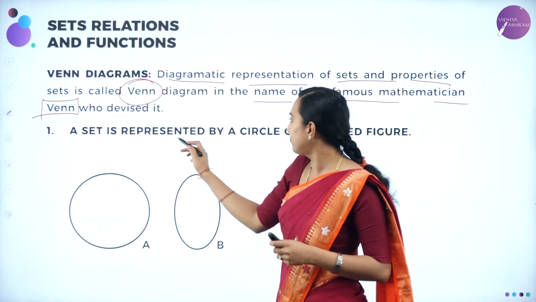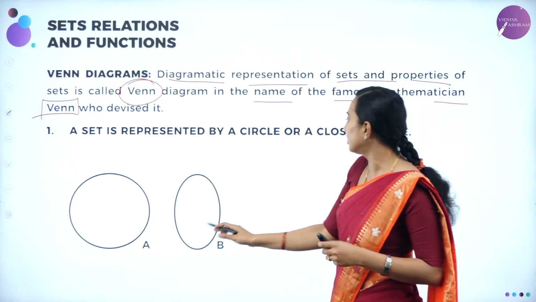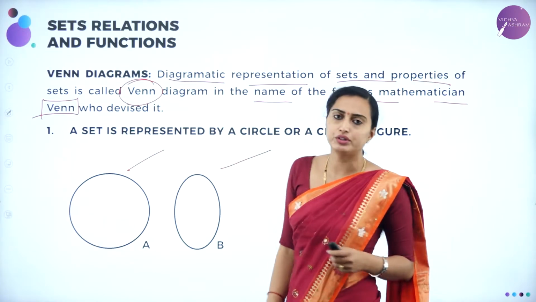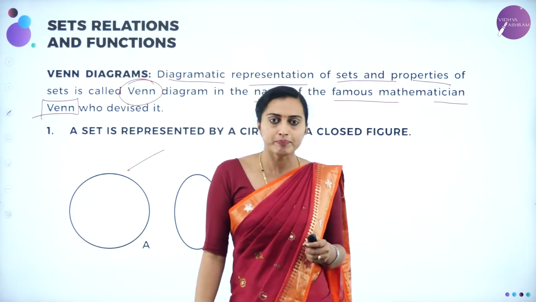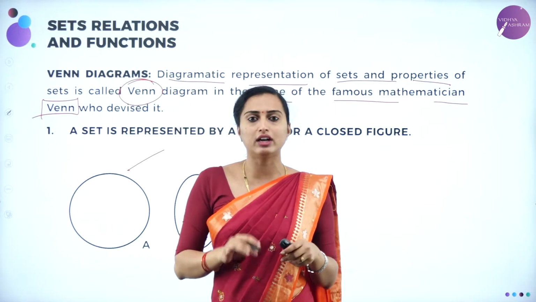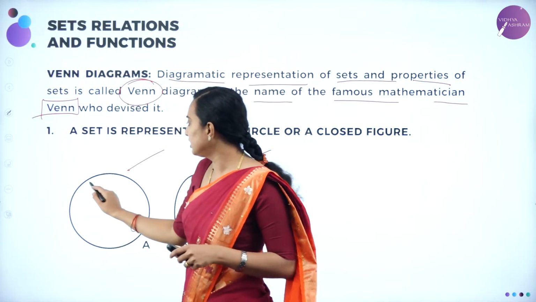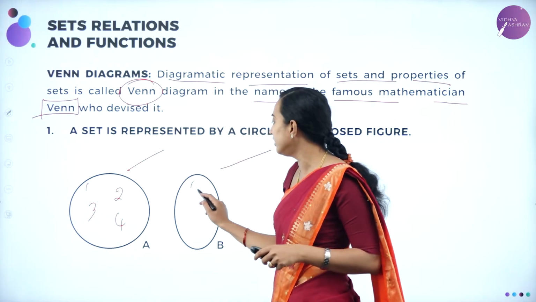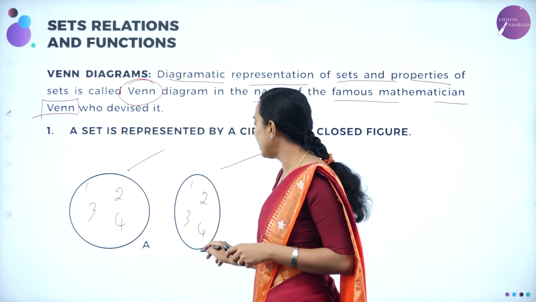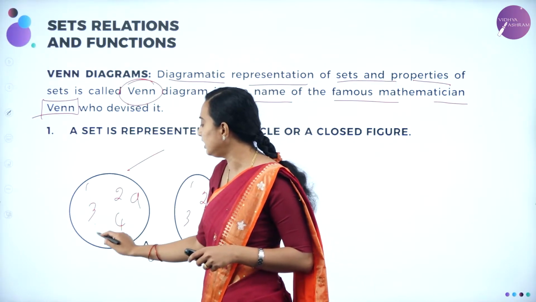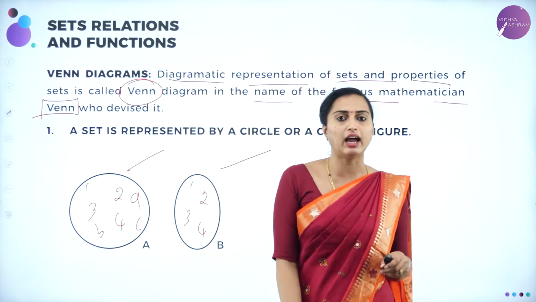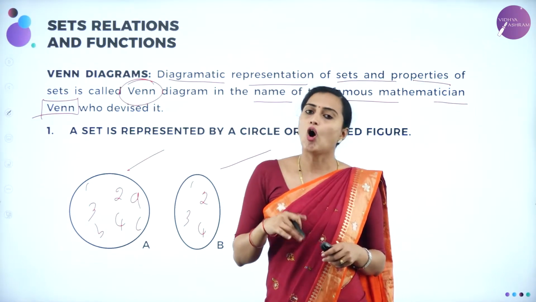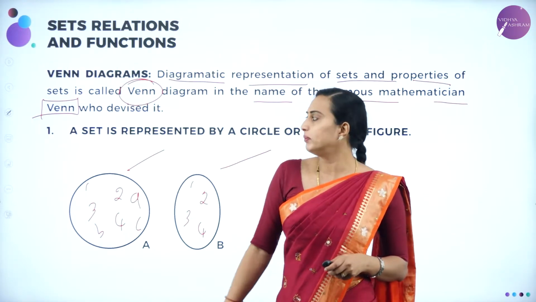See, a set is represented by either a circle or a closed diagram. Either like this or like this you are going to represent the set. Inside the set you are going to write all the elements. Here you can write 1, 2, 3, 4, 5, 6, 7 or A, B, C, D anywhere inside that set. These are known as elements or objects. Understood? We'll be moving on to the next.